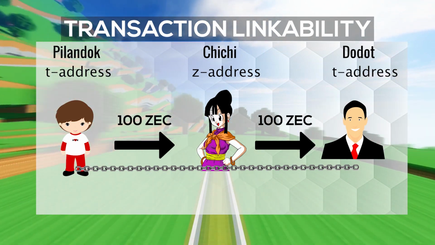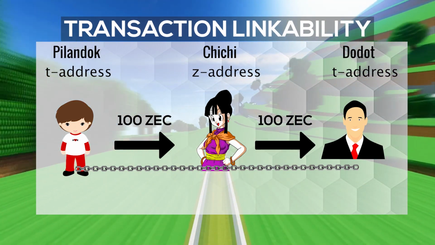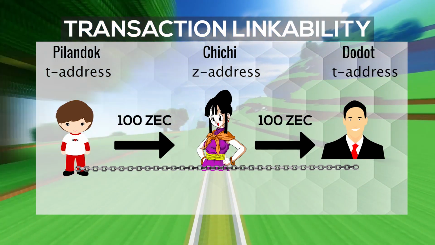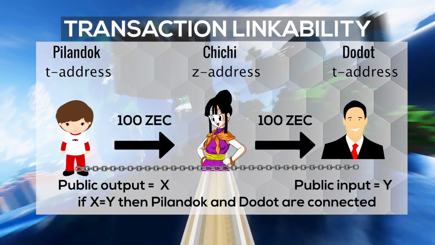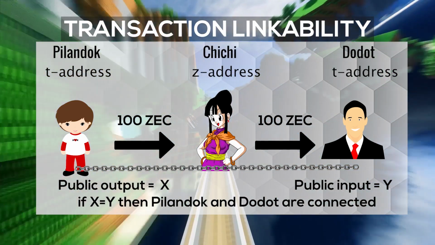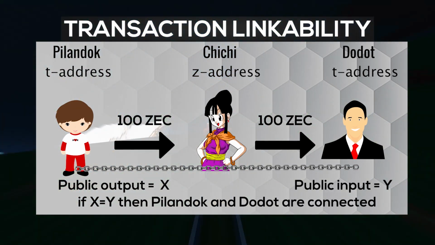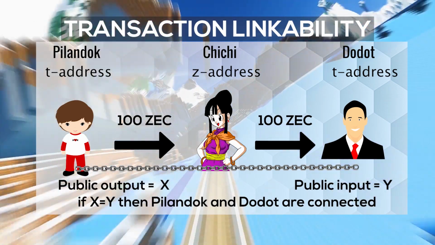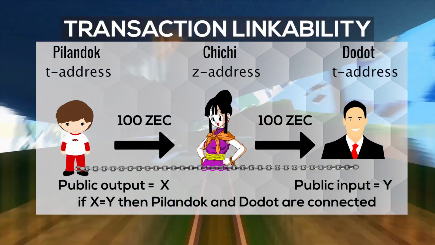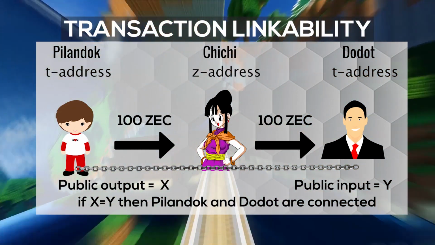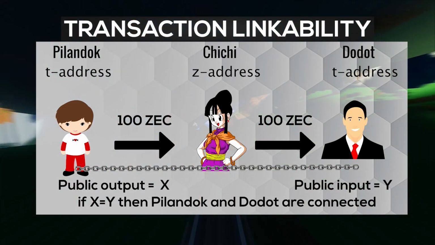But why? Let me be technical for 5 seconds, okay? Don't go away. Right, I'm gonna neglect the transaction fees to make this simpler to explain. See, if Pilandok's public output, denoted X, and Dudut's public input, denoted Y, are equal, and that value is unique enough to other public values stored in the Zcash blockchain, there is a degree of association between Pilandok and Dudut. Furthermore, the closer in block times this happens, in other words, the quicker the exchange process between the three happens, the stronger their link is.